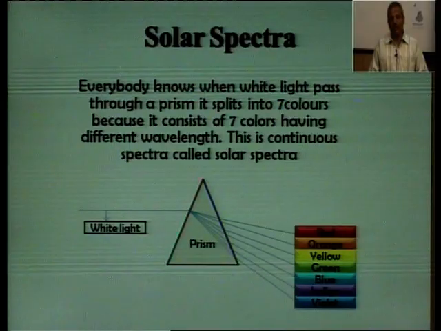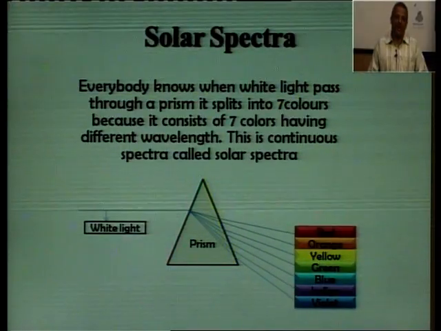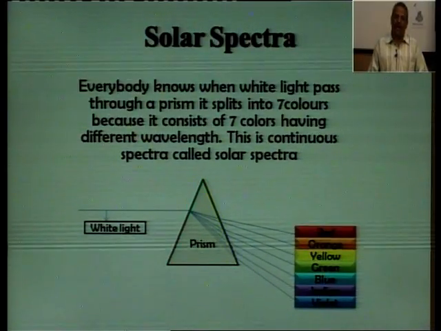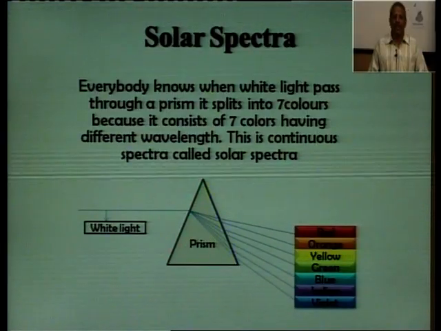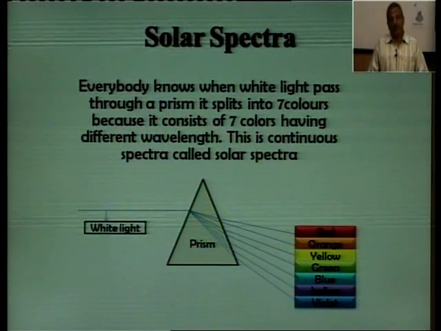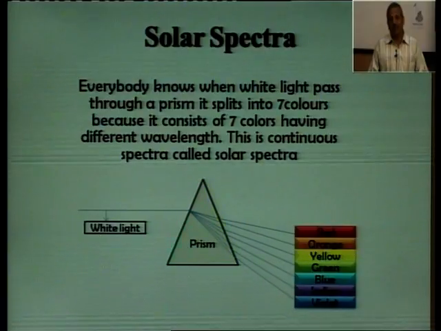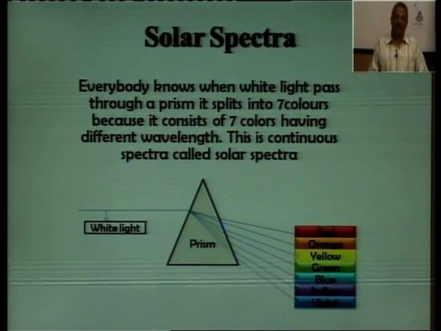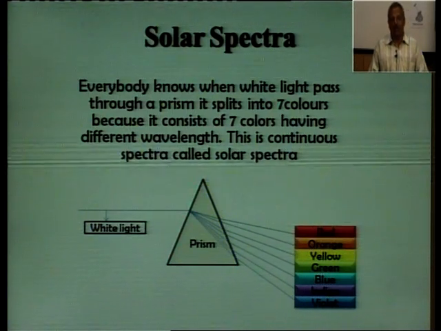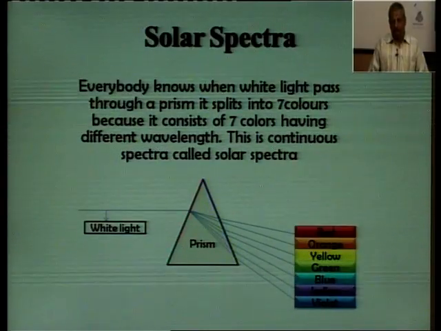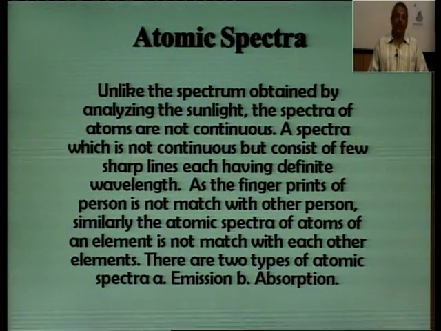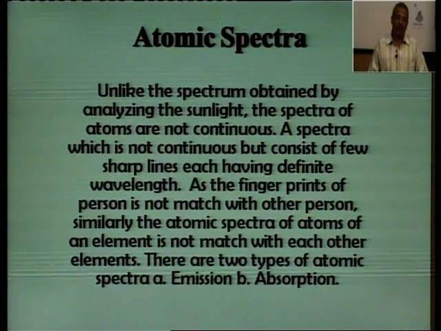Why does it split into 7 colors? Because the light consists of 7 colors, and all these 7 colors have different wavelengths. Due to the different wavelengths, it splits into the 7 colors. Red has a small wavelength as compared to orange, and violet has a large wavelength. Similarly, every element or every atom of the element also has its own spectra.